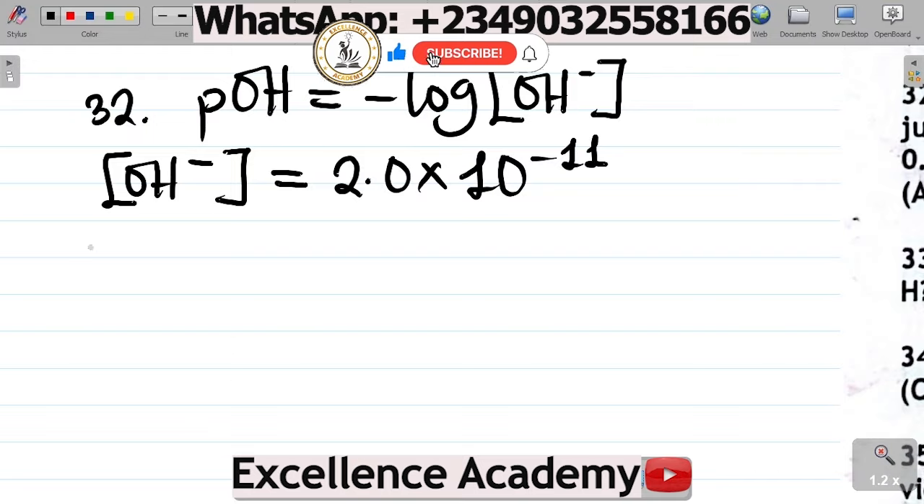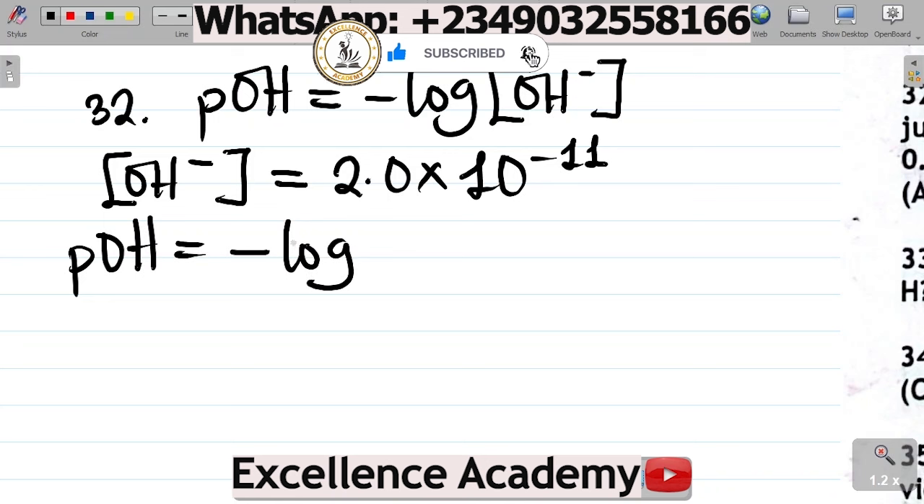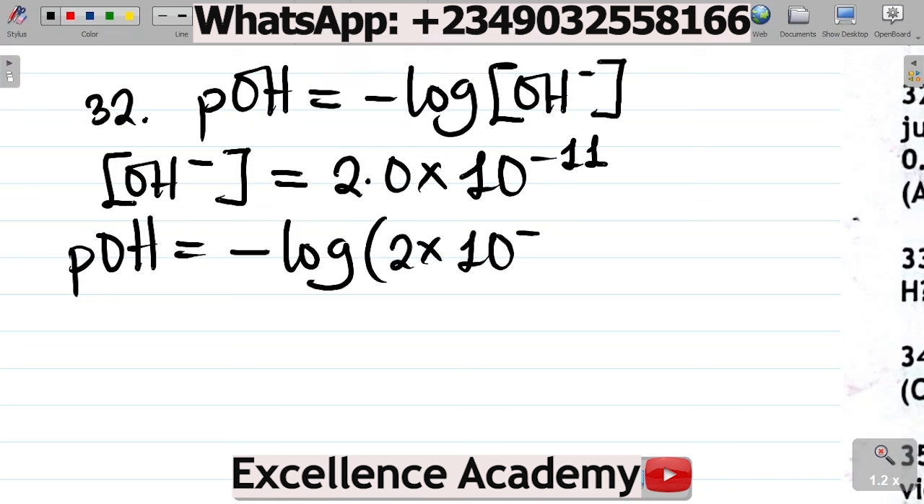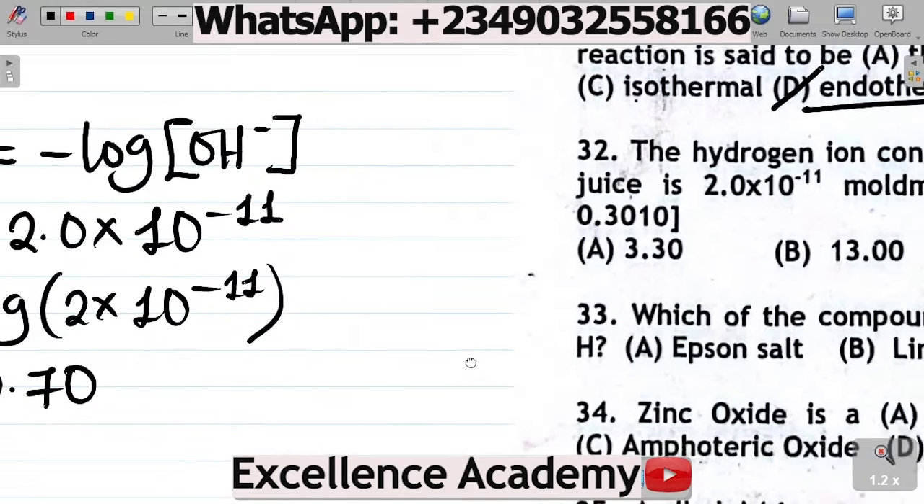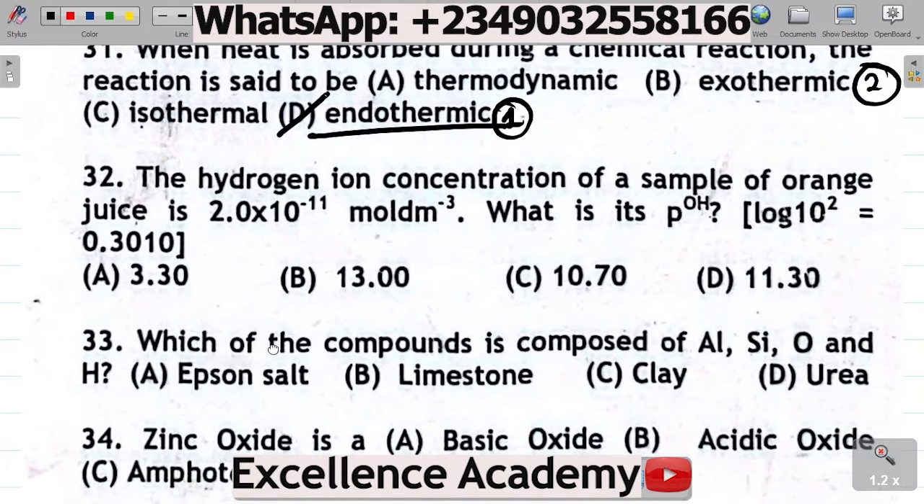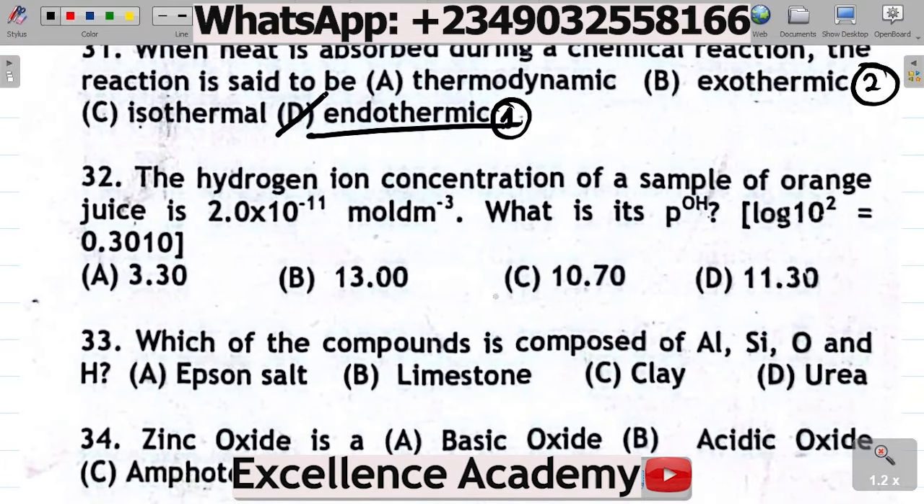From here, we can have that pOH is equal to minus log of 2 times 10 to the power minus 11, or 2.0, same thing. So I'll just get my calculator and punch this. If you punch negative log in bracket 2 times 10 to the power minus 11, your answer gives you 10.7, or 10.70. That's your answer. So the correct option there is C, 10.70.